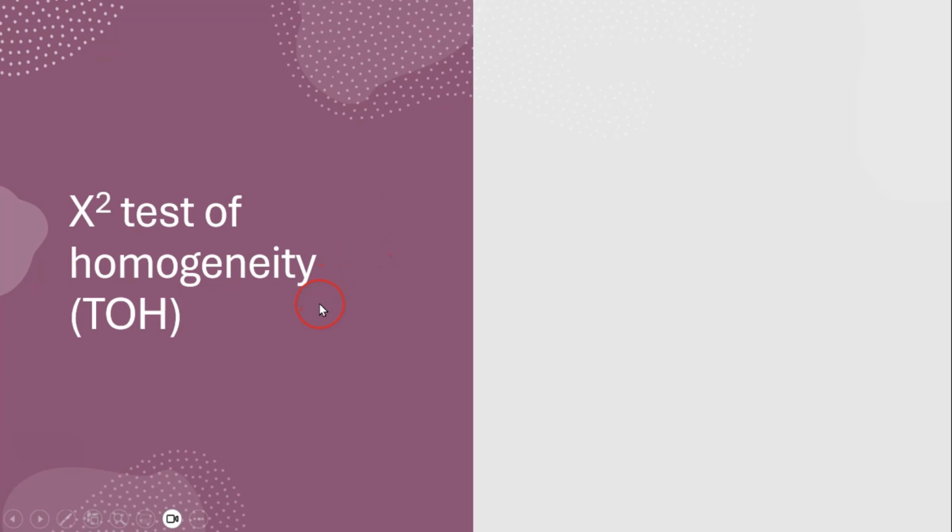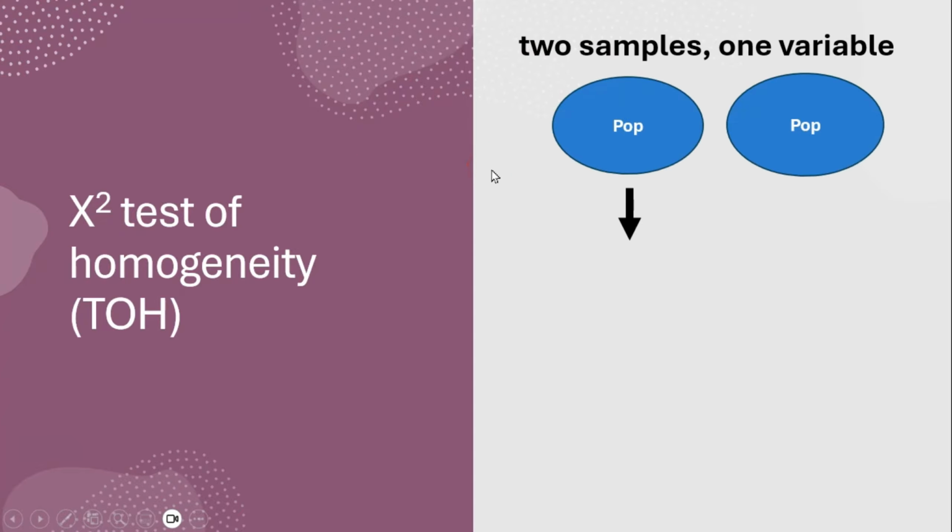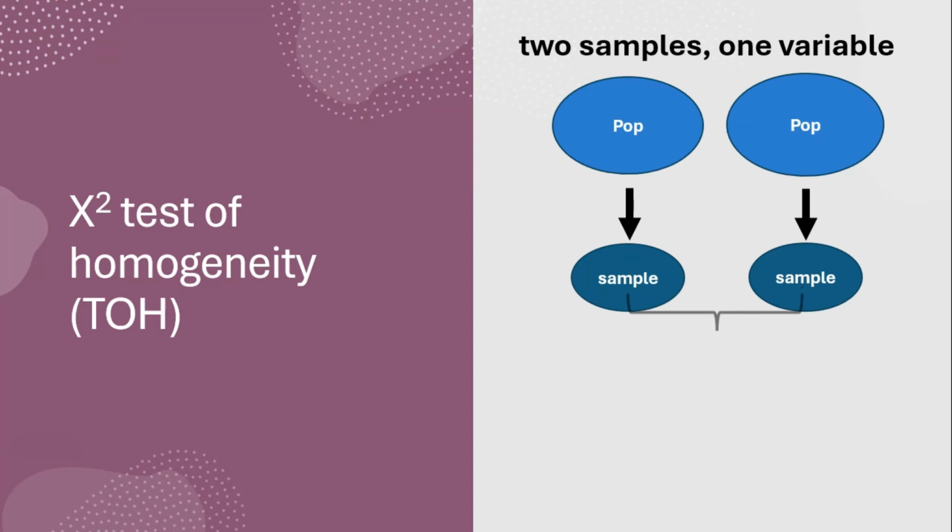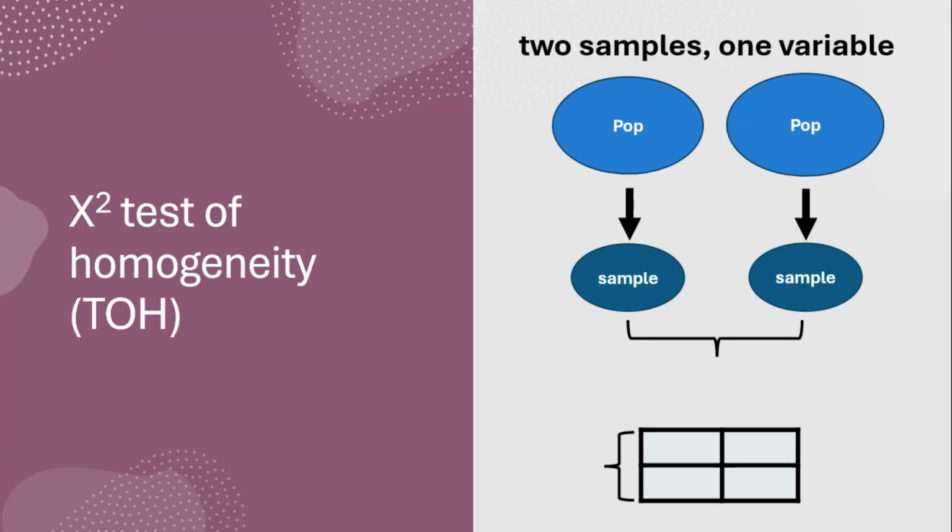Let's move on to the test of homogeneity. The setup for that one is, in this case, we have two separate samples and one variable. So that would look like this. We have two samples with one variable. There is our sample 1 and sample 2, or group 1 and group 2, with the variable in the column, and our same 2 by 2 table.